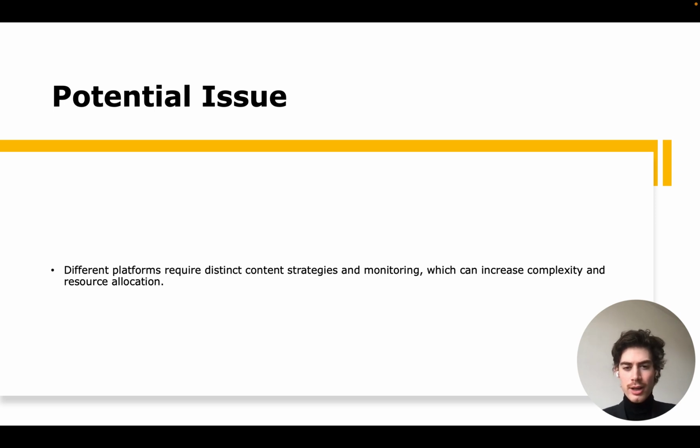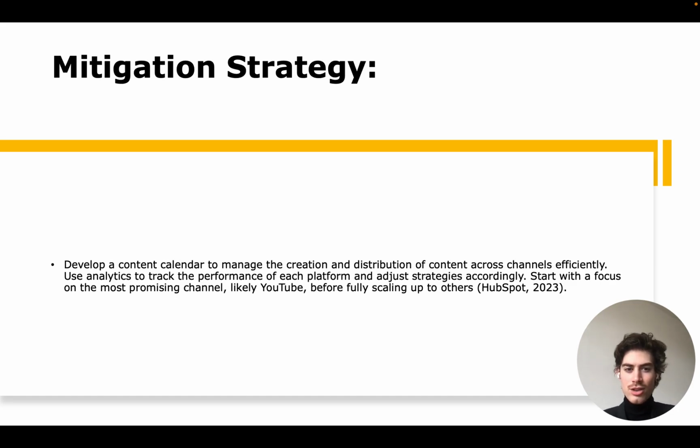A potential issue here could be that different platforms require distinct content strategies and monitoring, which can increase complexity and resource allocation. A mitigation strategy is to develop a content calendar to manage the creation and distribution of content across channels effectively. Use analytics to track the performance of each platform and adjust strategies accordingly. Start with a focus on the most promising channel, likely YouTube, before fully scaling up to the others.